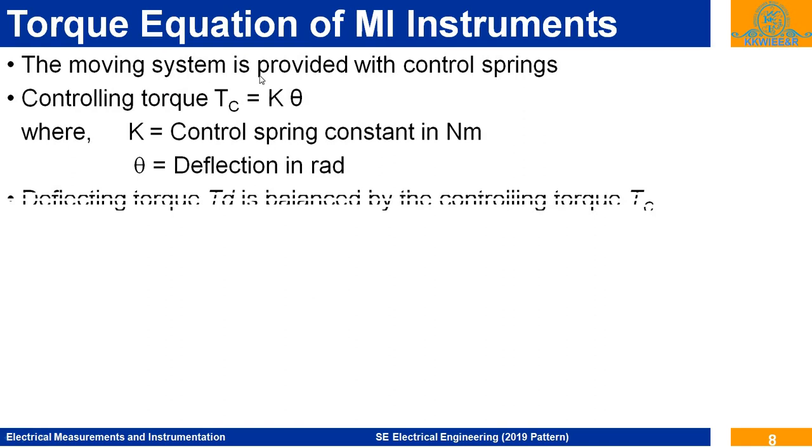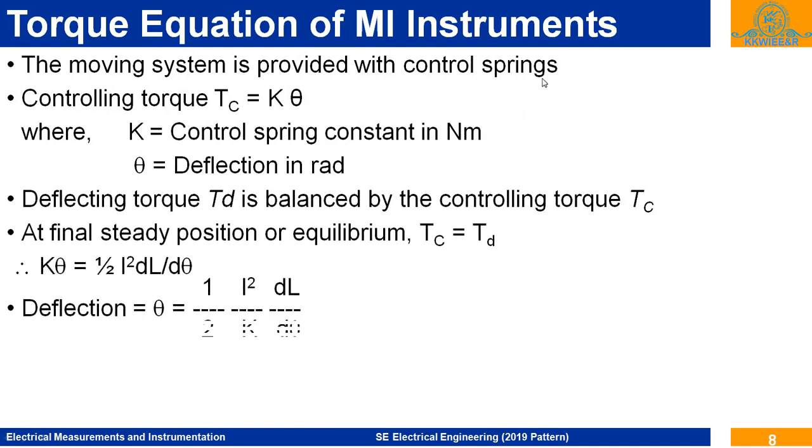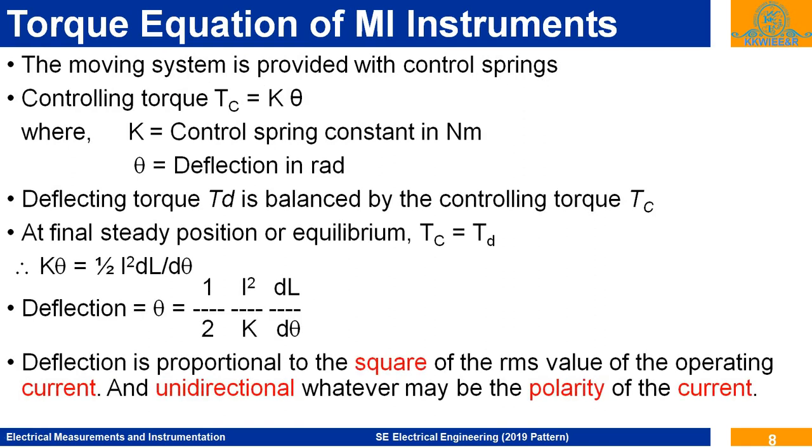So the moving system is provided with a controlling spring. As you know, spring control and gravity control are provided for the moving system. Here springs are used, and these springs will control the torque. Tc is equal to k theta, where k is a constant of the spring material and theta is the deflection in radians.